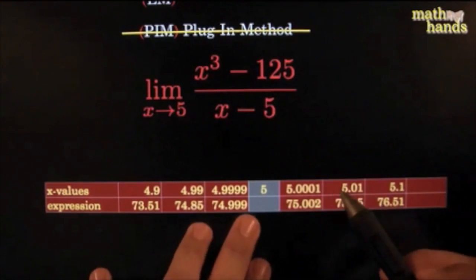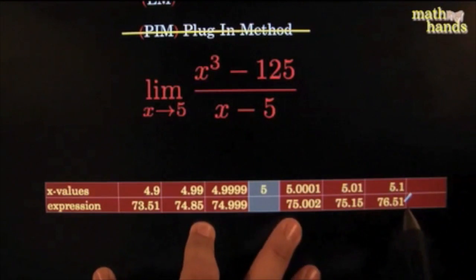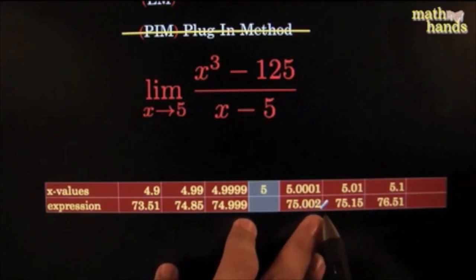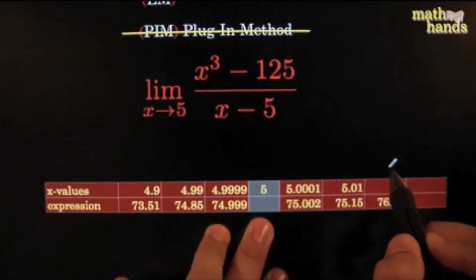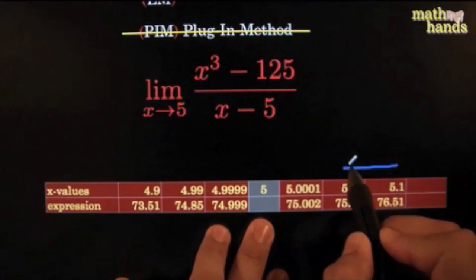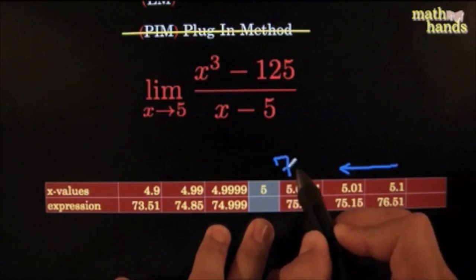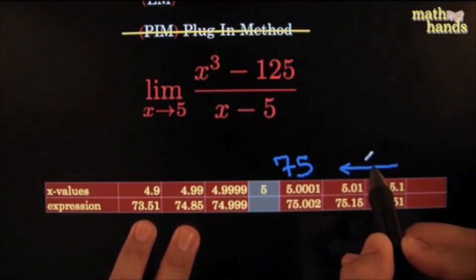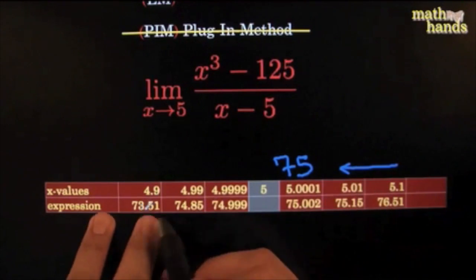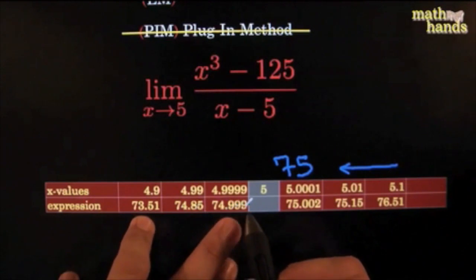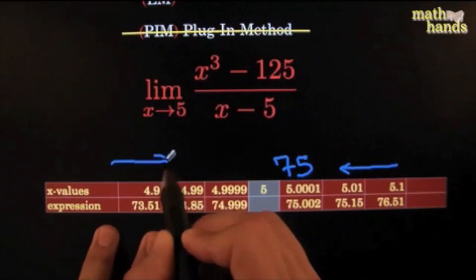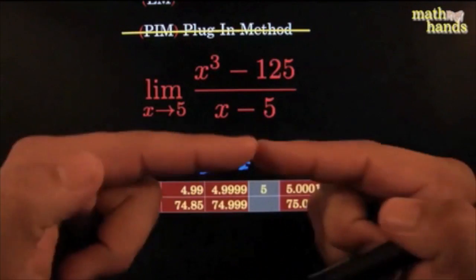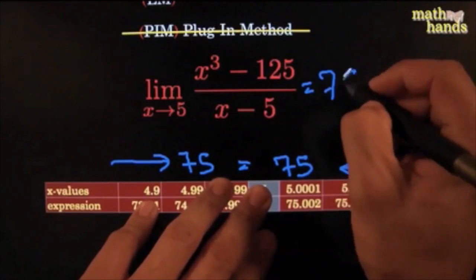So I do a little engineer stuff, and so from the right here, 76.51, observe the value, 75.15, 75.002. If you had to guess from the right, you would probably guess that it's going towards 75. Okay, that's from the right. Now from the left, you have 73, 74.8, 74.999999. You'd have to guess that it's probably going to 75. They match, we've got success, the limit is 75.